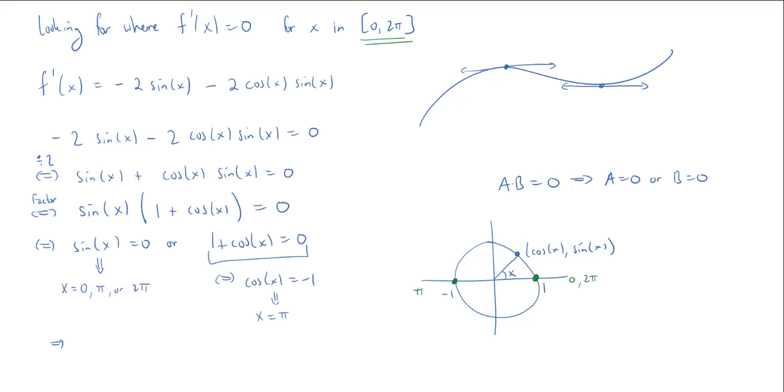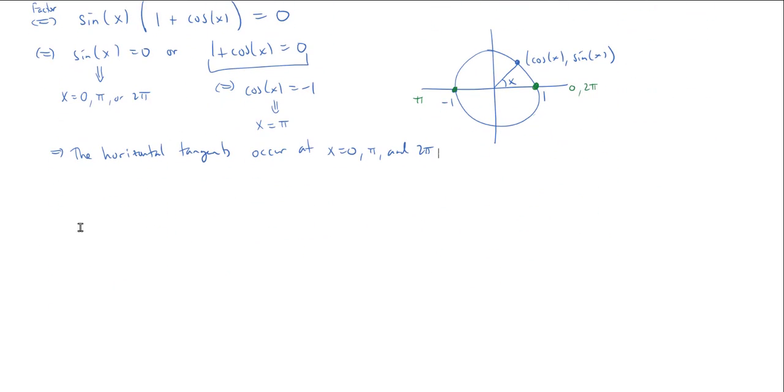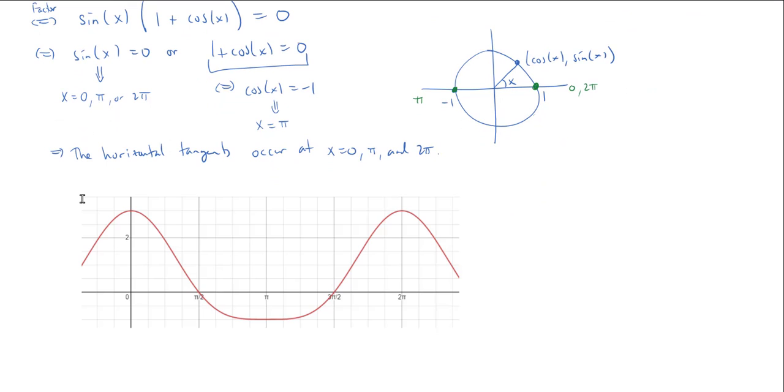So we conclude from this that the horizontal tangents occur at x equals 0, pi, and 2 pi. And we can verify this by looking at a graph. So let's put a graph in here. We can see we get horizontal tangents there, and that's at 0. We get another one down here, and that's pi. And finally, our last one is here at 2 pi. So 0, pi, and 2 pi as we expected. All right, I hope this helps.